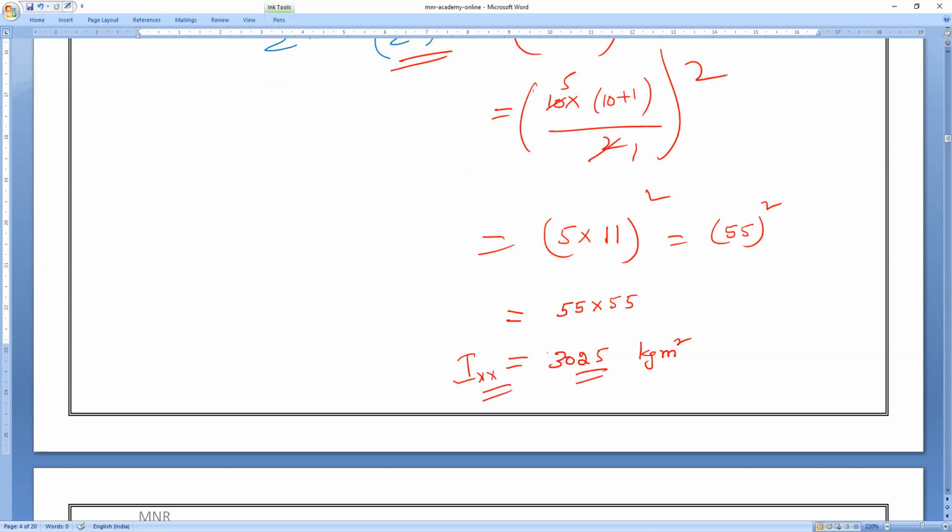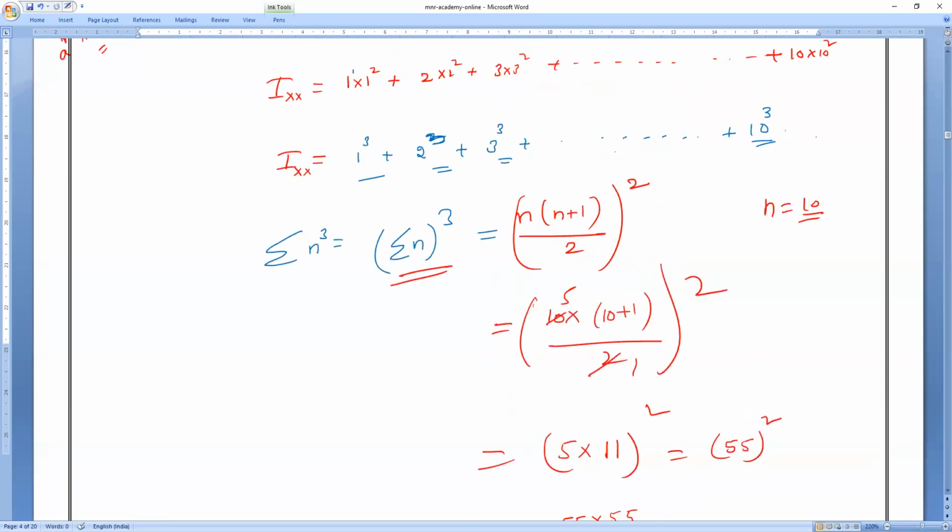So how is it possible to find it easily? With the help of the mathematical summation of n cube formula, you will get this. Are you clear, everybody?